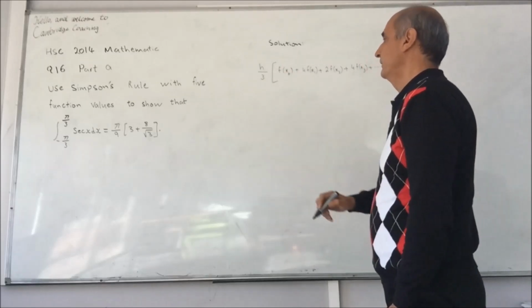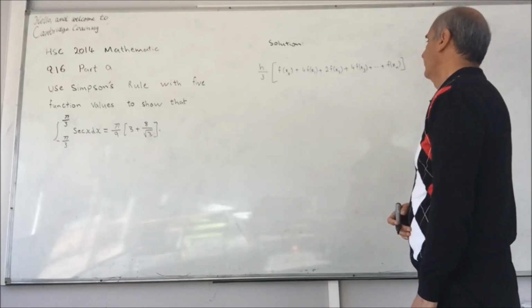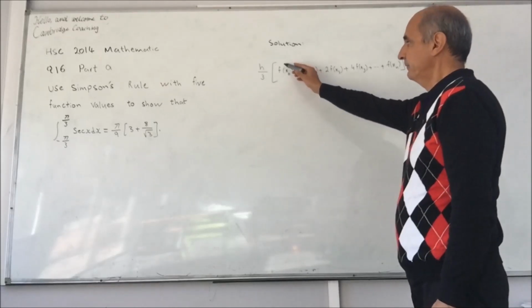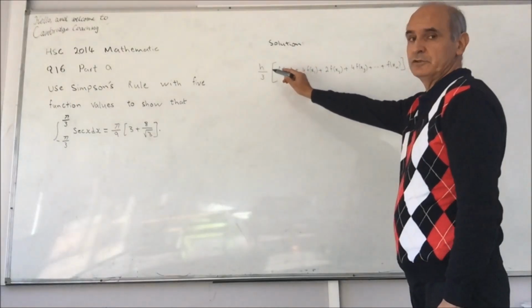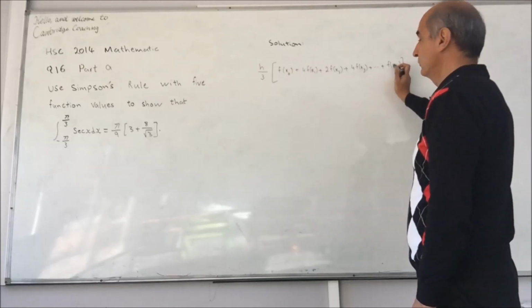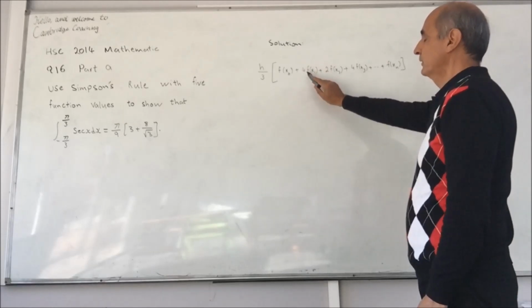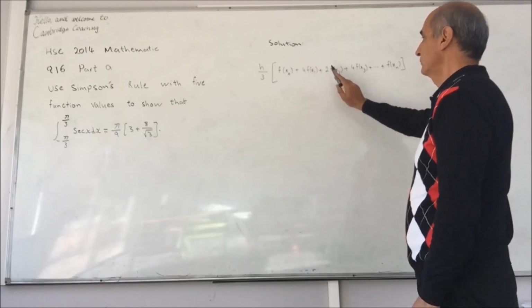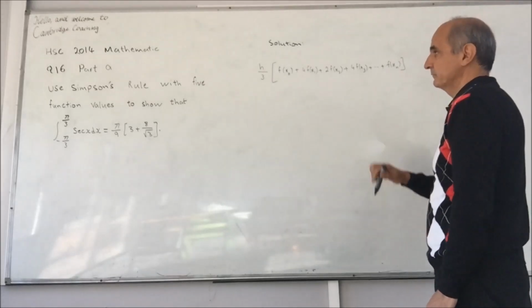h is the length of each subinterval. And as you can see, the first function value, f of x0, has no coefficient, or just 1. And the last one also has no coefficient, which is only 1. But then alternately it becomes 4, 2, 4, 2, 4, 2, and so on, until you get to the last one.